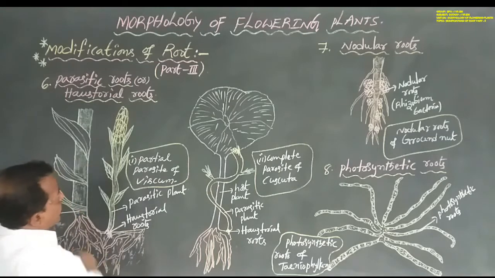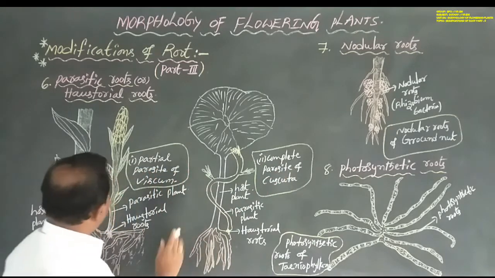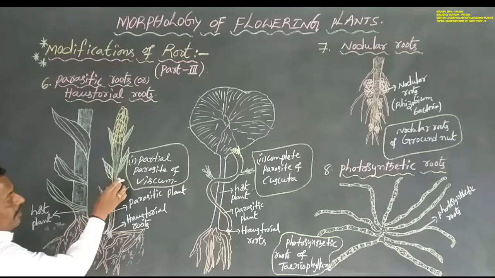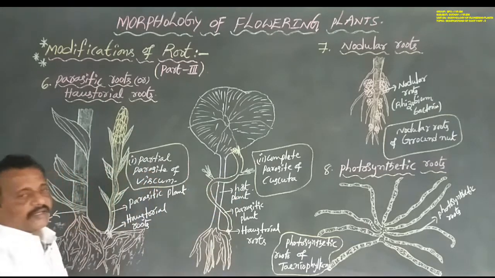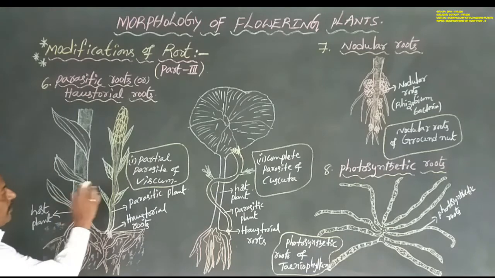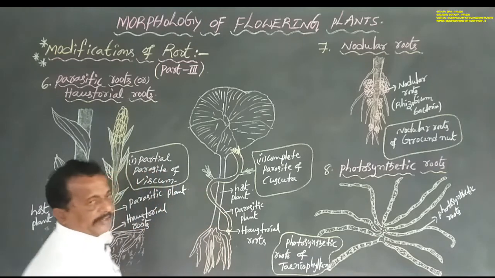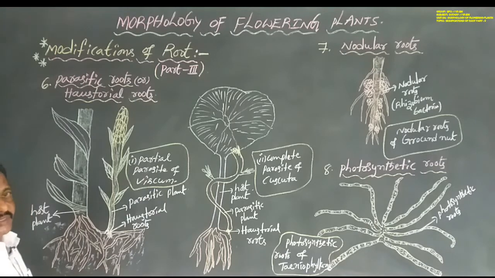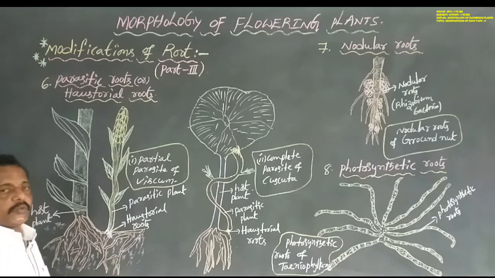So dear students, this is a partial parasite, Viscum, and this is a complete parasite, Cuscuta. Observe: this is a host plant organism, this is a parasitic plant organism, and this is a host plant organism, and this is a parasitic plant organism. First, the partial parasite Viscum. This is Viscum, or also Striga.